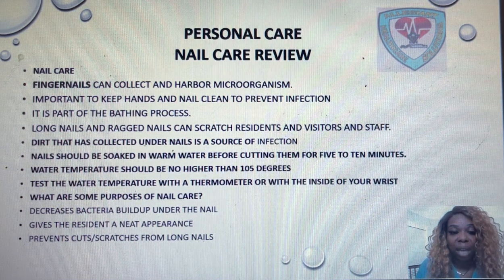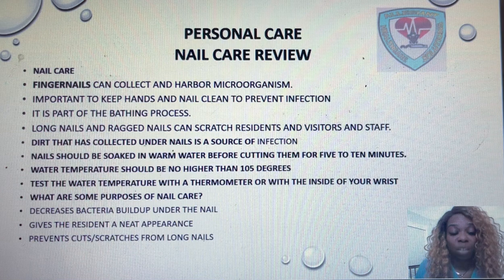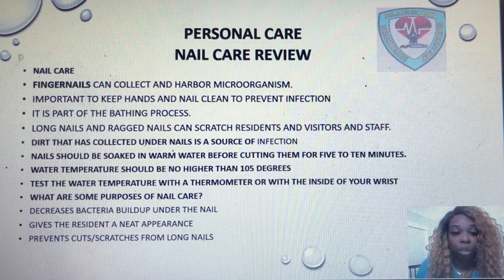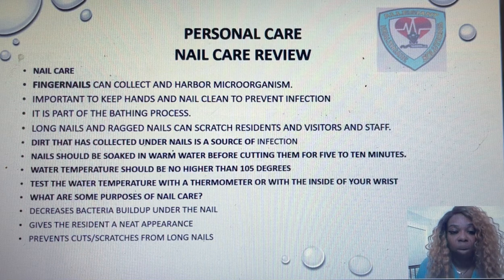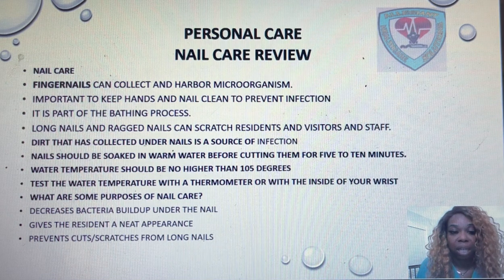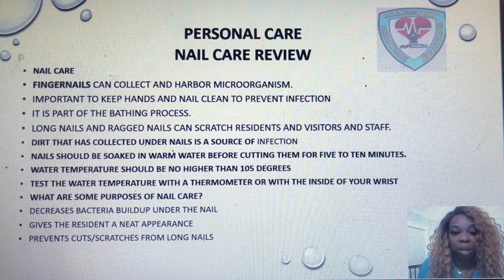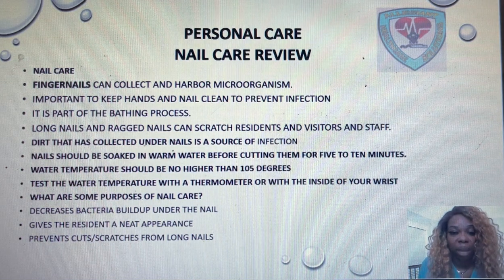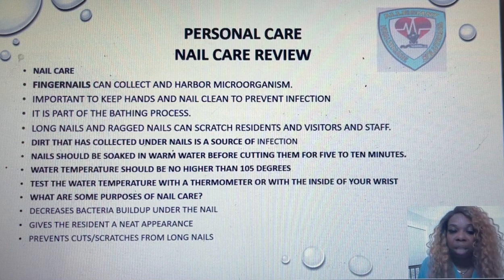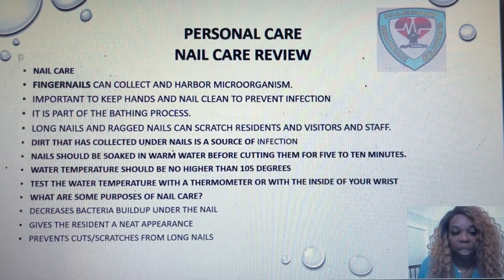It's also a good idea to allow the resident to test the water before you submerge the resident's hand into the water to soak. You want the resident to verify that the water is at a good temperature that's okay for you to soak their hands in. You also want to let them know when the time has expired for them to soak their hands. So if they're going to soak their hands for 5 minutes, when that 5 minutes is up, you want to let them know the 5 minutes is up and we're done soaking your hands.